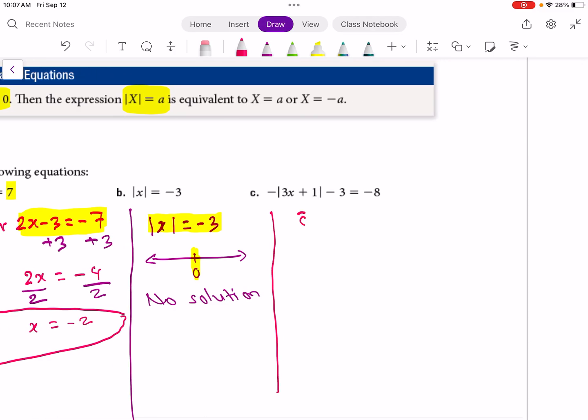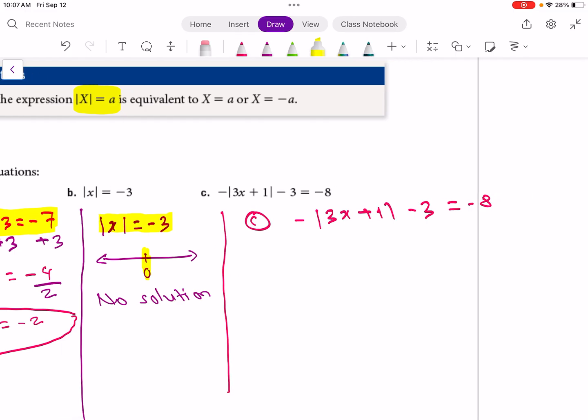So in part C, we have negative of absolute value of 3x plus 1 minus 3 equals -8. Now we do have like terms here before we use the definition. So -3 and -8, these two are like terms. Let's collect these two terms together by adding 3 on both sides. Then we have negative absolute value of 3x plus 1 equals -5.